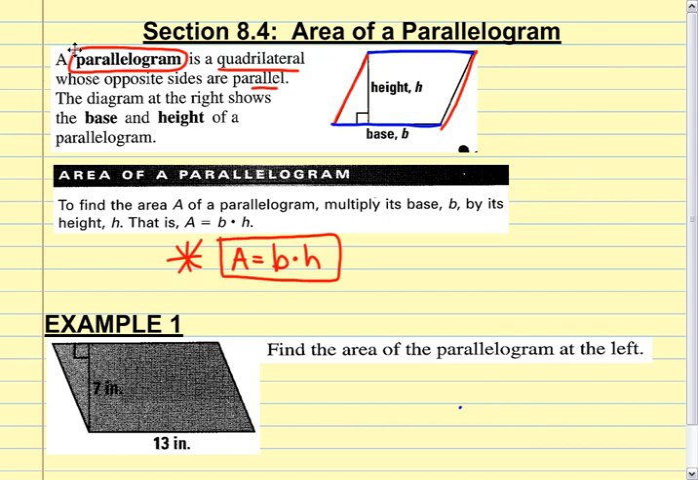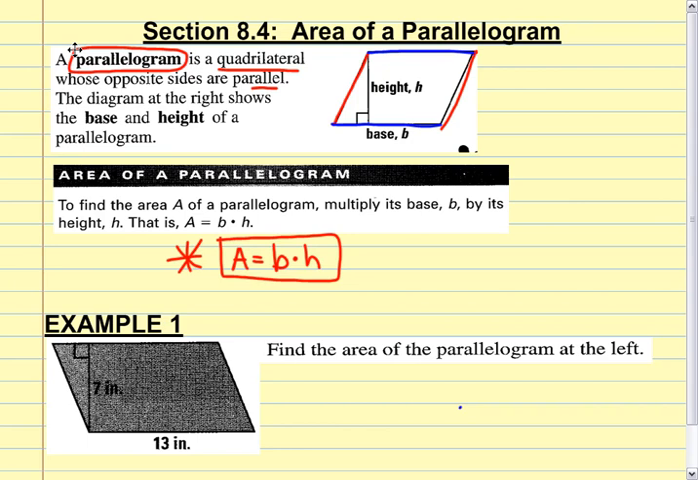How about a rectangle? Yeah? It has two pairs of parallel sides, right? What's the formula for the area of a rectangle, Peyton? Base times height. You know what? That's the same formula for any parallelogram. Base times height.